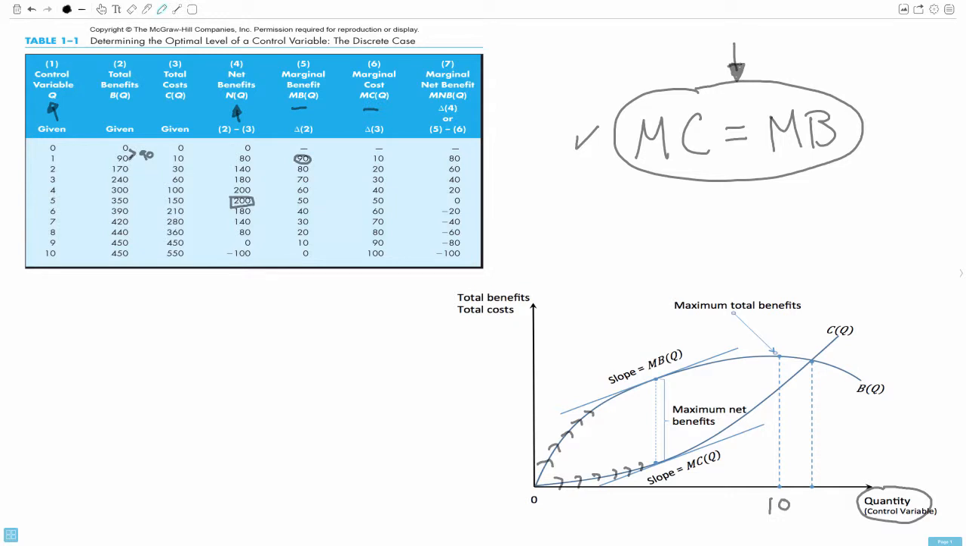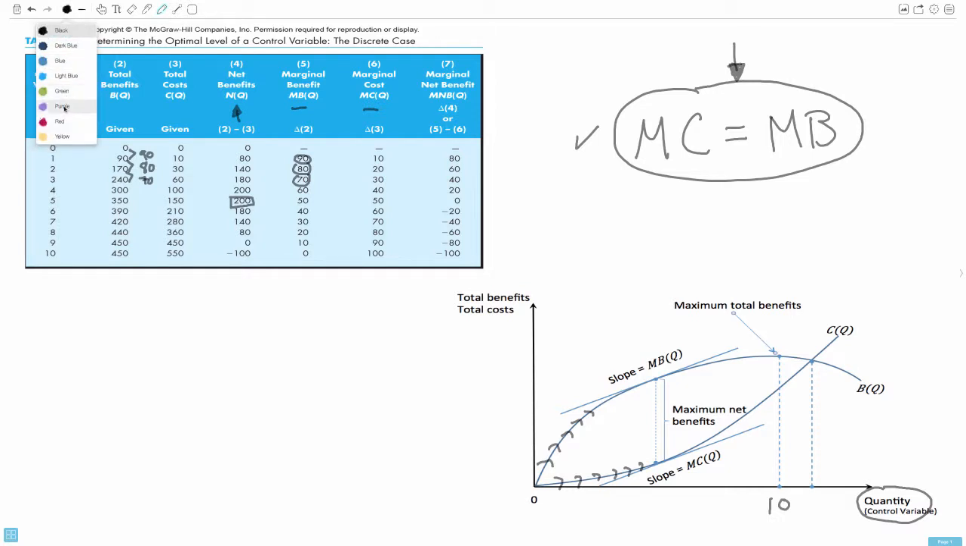The change from 90 to 170 is 80. This 80 right here is the same 80 that you have right here. Next, the change from 170 to 240 is 70, which once again is the 70 that you have right here. So this is how you derive the marginal benefits column.